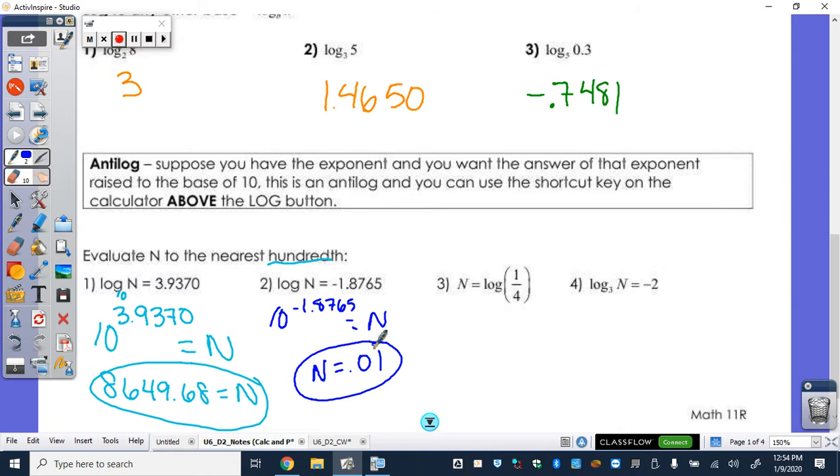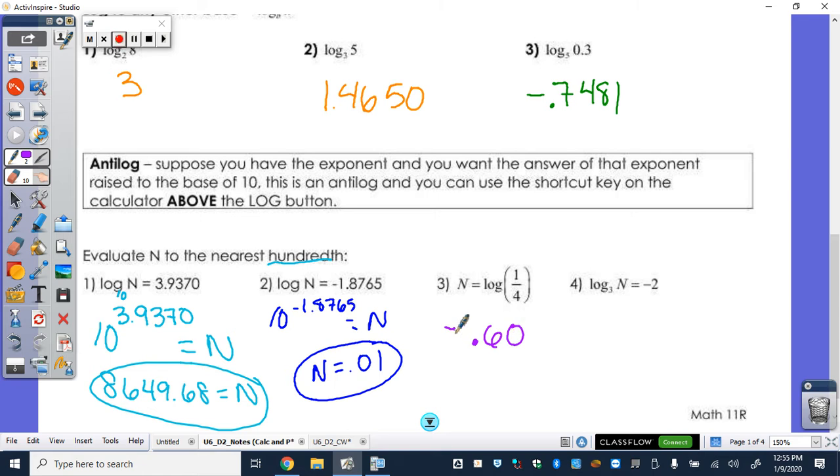Is question number 3 even an antilog question? No. See, if I cover up this n equals, it's just like those other ones we were doing. So you would just type in log 1/4. And again, to the nearest hundredth. What do we get for this one? Negative 0.60.